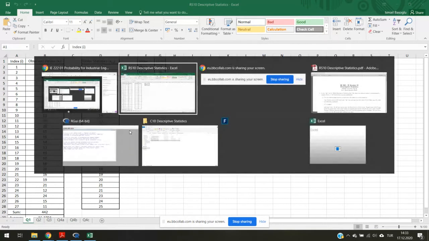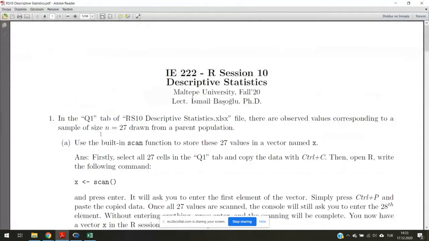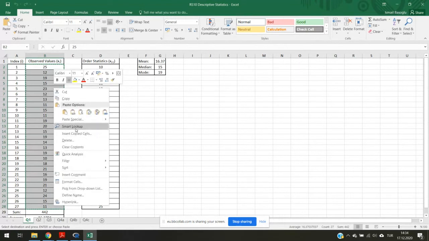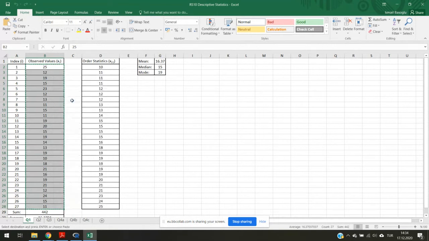Okay, so the first application is explained here. It says, use the built-in scan function to take the 27 observations from the first tab. So the first tab has a sample of 27 observations. So we have copied these values. Okay, so right click and you say copy. So we have copied these 27 values.